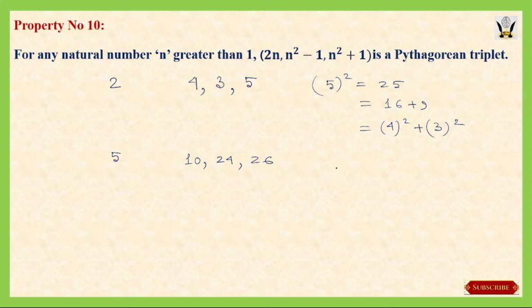Now if we take the square of 26, it will be 676, and 676 can further be written as 576 plus 100. And 576 is the square of 24, and 100 is the square of 10. So between 10, 24 and 26 we again have this Pythagorean triplet relationship.